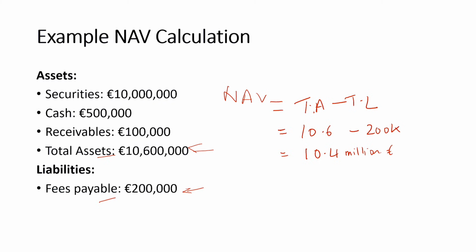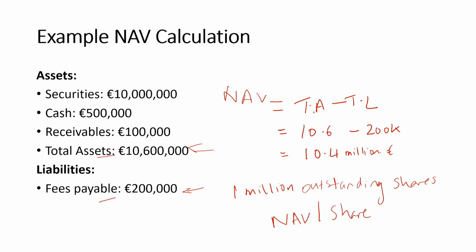Now let's assume that we have 1 million outstanding shares. You have the fund and investors have invested in 1 million shares. So what is your NAV per share? NAV per share will be 10.4 million divided by 1 million. It gives you 10 euros 40 cents per share. Now, when do you calculate the NAV per share?